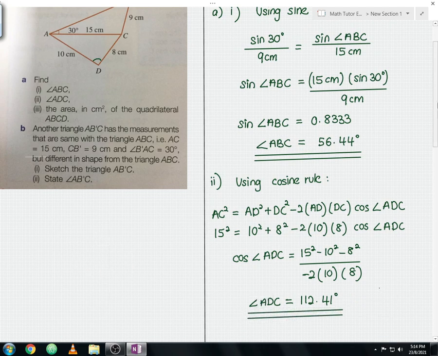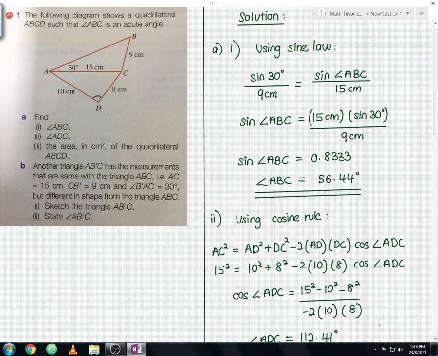Okay, so from here let us proceed with our discussion for question A part 3, where we are required to find the area in centimeter square of the quadrilateral ABCD. As you can see here, this is the quadrilateral. What we're going to do is split this quadrilateral into two sections: this is triangle 1 and this is triangle 2. We're going to find the area of each triangle separately, and then towards the end we're going to sum them together.